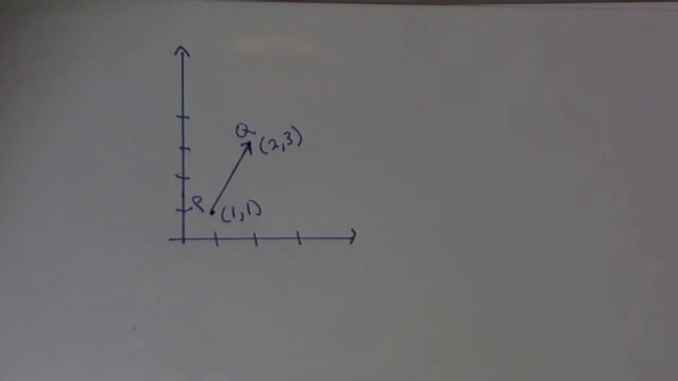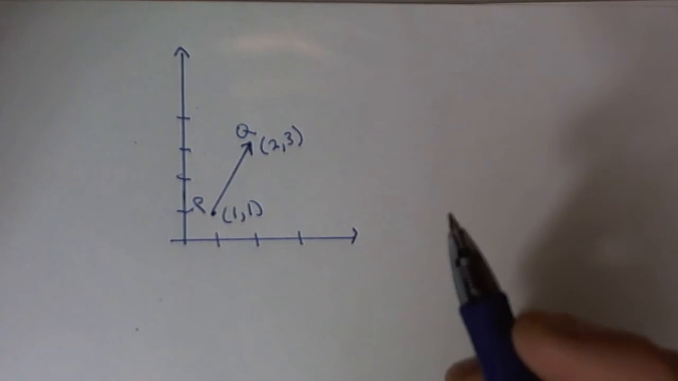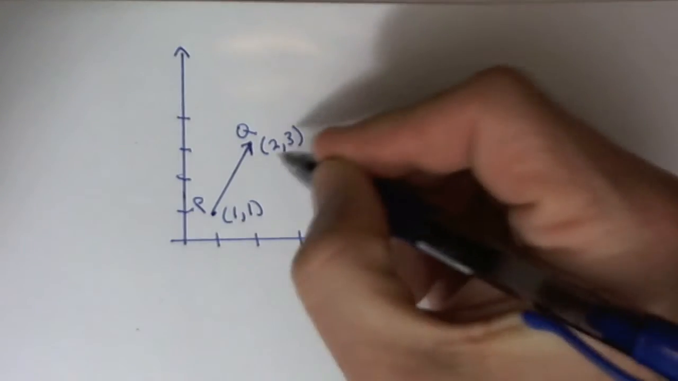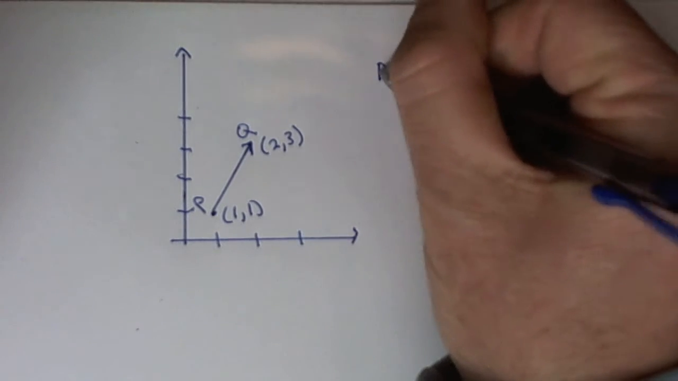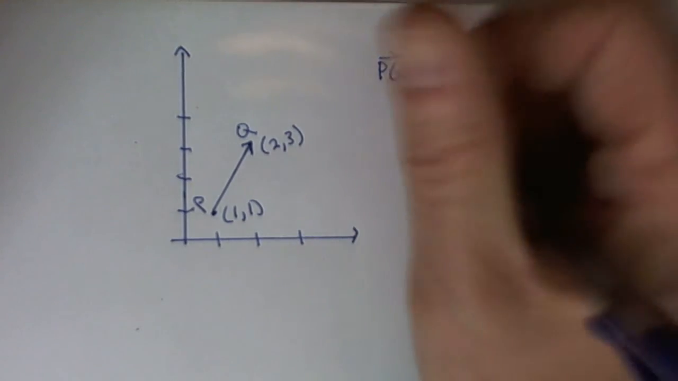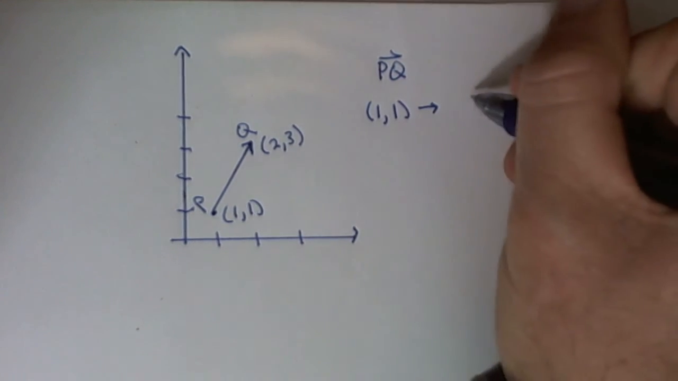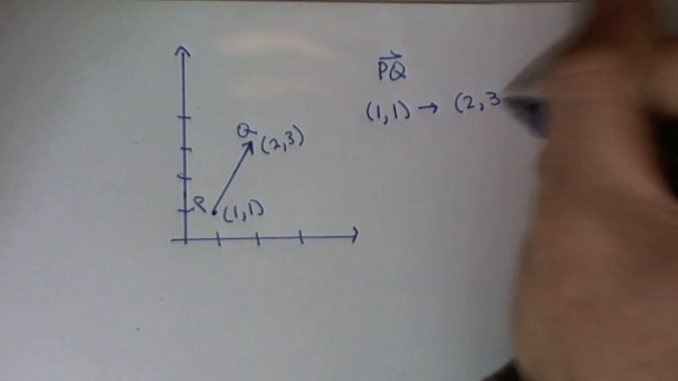Okay, so let's suppose we have this vector. It starts at 1, 1 and ends at 2, 3. So it's got an initial point and a terminal point, and we want to put this in component form. So we have this vector PQ, and we want to put it in component form. Now this vector starts at 1, 1, and it goes over here to 2, 3.